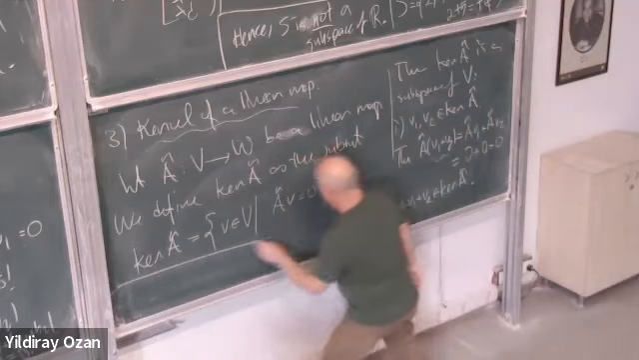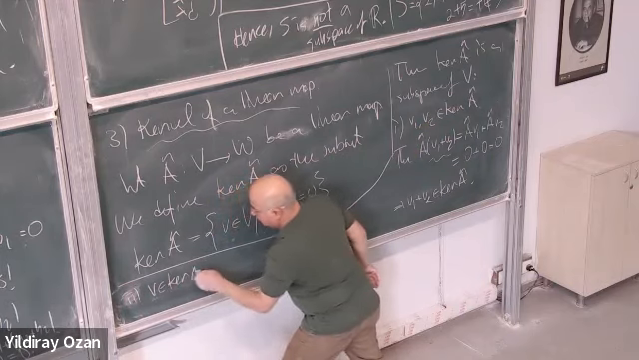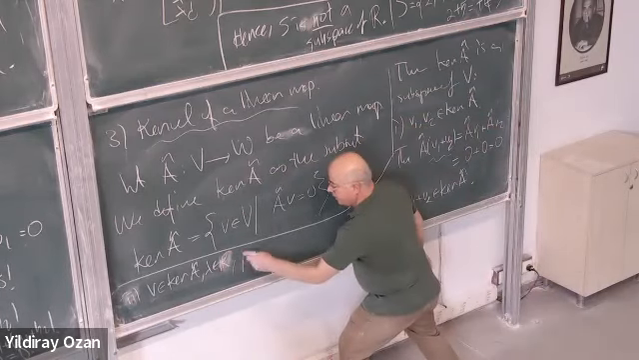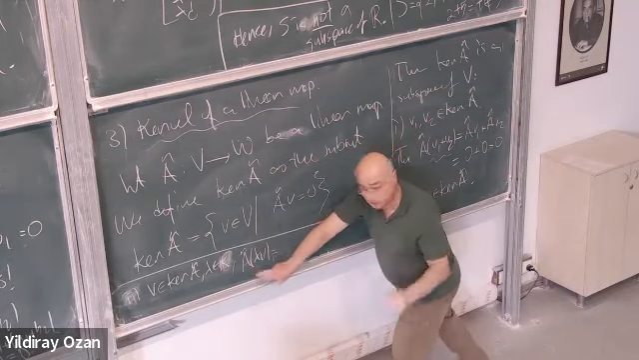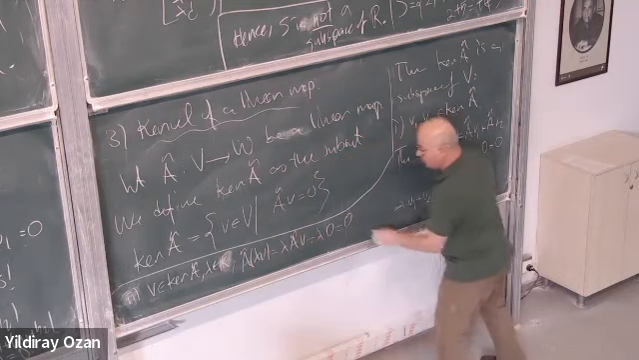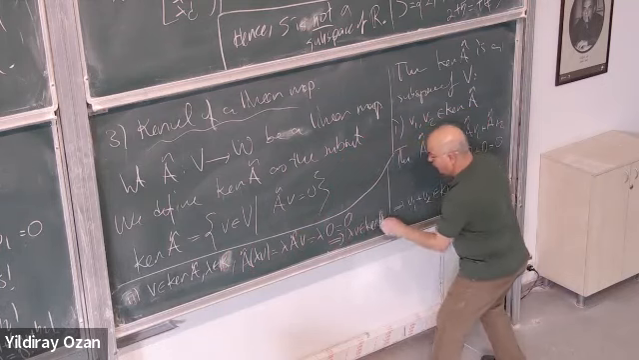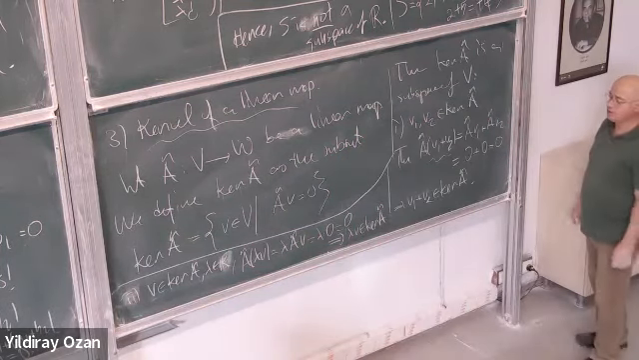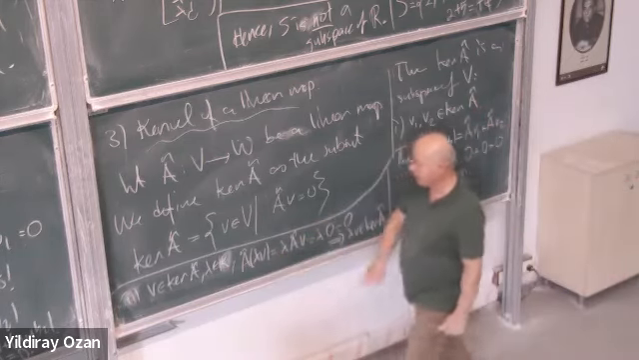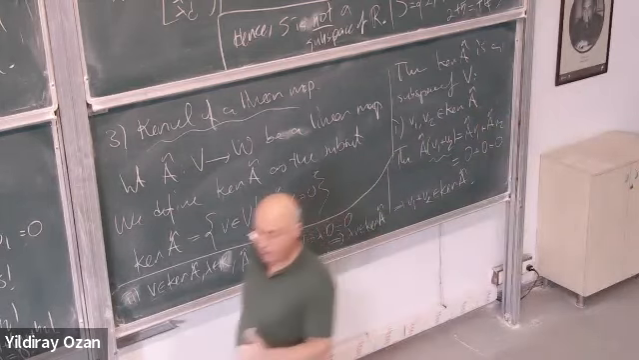And we have to also check the following: scalar multiplication. Let's say v is in the kernel and lambda is an element of the field. Then A hat of lambda v. Well, A is linear. I can take lambda out, but v is in the kernel, therefore it's just the zero vector. So this is zero. Well, this means lambda times v is also in the kernel of A hat. So both conditions are satisfied. Kernel A is closed under vector addition and scalar multiplication. Therefore, kernel A is a subspace. Okay, we may stop here.